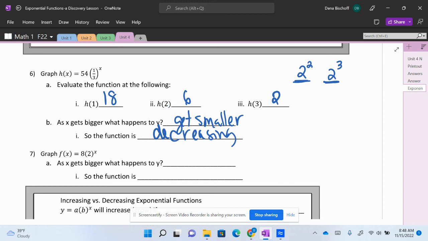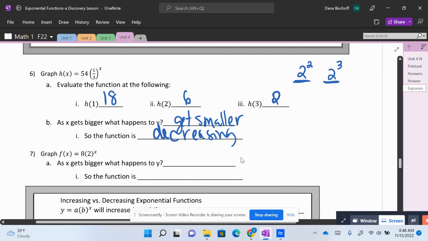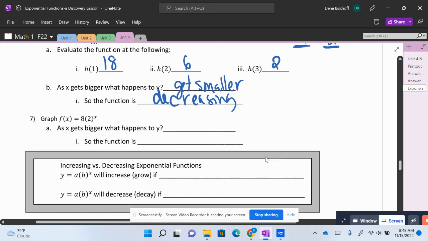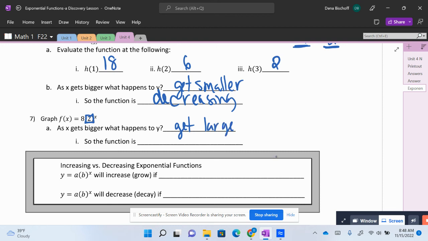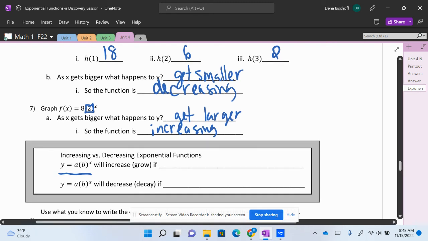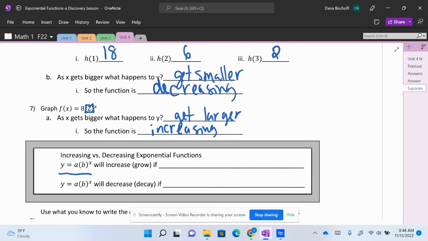So if I were to graph this function, we're just going to fill it out. I'm not going to go back to the graph. This number right here is bigger than 1. So as x gets bigger, y gets larger. And this means that this is increasing. So the function y equals a times b to the power of x will increase or grow, exponential growth, if b is greater than 1.